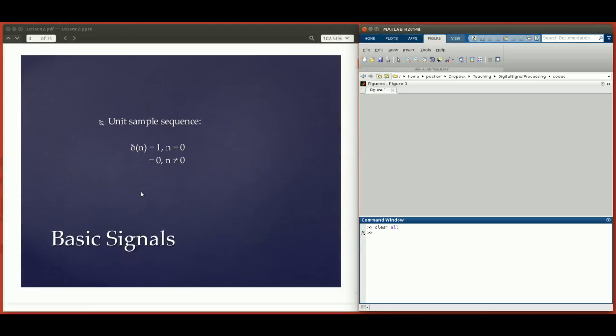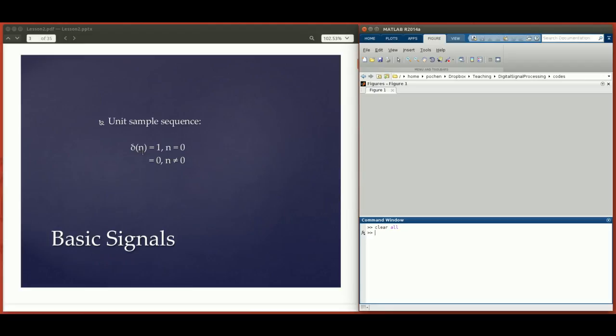So let's look at one particular example. That's the unit sample sequence. Why do we call it a unit sample sequence? First of all, it has an amplitude of 1 at just the location n equals 0. And it has an amplitude of 0 at every other location. So here I'm using n to represent the horizontal or time axis, and then delta n represents the signal as a function of n. So that's probably the simplest signal that we can actually imagine.